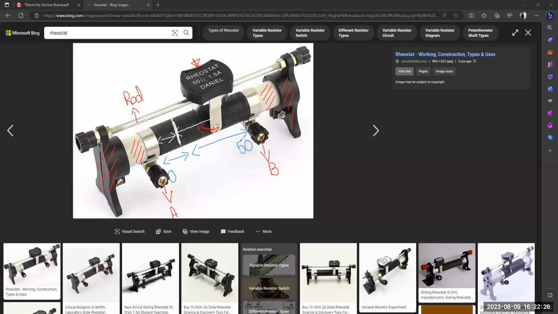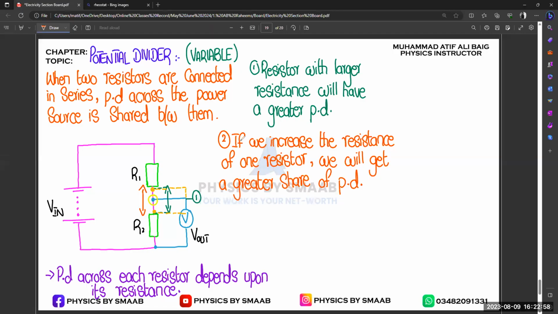So the 50 ohm value is actually divided between two components. We can move this slider ourselves, in any direction, or slide it according to your requirement, right? So this is the concept of rheostat, and we use the concept of potential divider. And you know how a potential divider actually works. I will also share this picture with you with the marking on it.